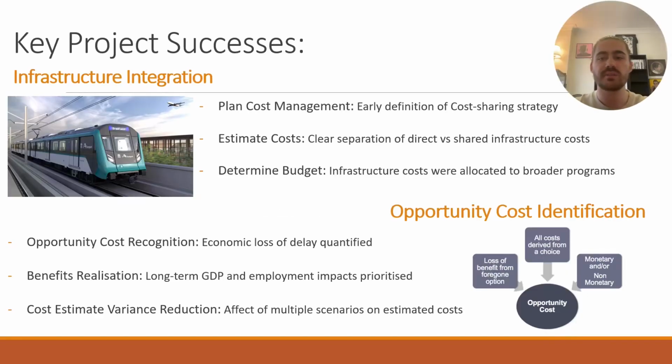The key cost management successes of the project are grouped into 2 main items: integration of infrastructure and the identification of opportunity cost. The relevant PMBOK principles for infrastructure integration are planned cost management, achieved by defining a cost-sharing strategy early on; cost estimation, where the non-direct infrastructure costs were separated from the project; and budget determination, by clear allocation of infrastructure costs to broader government programs.